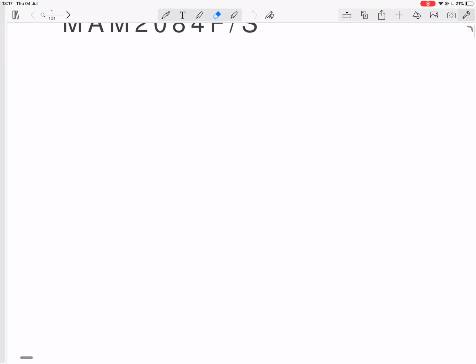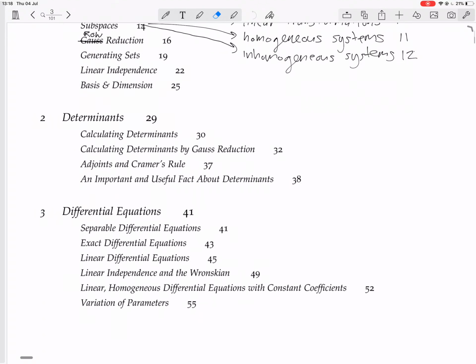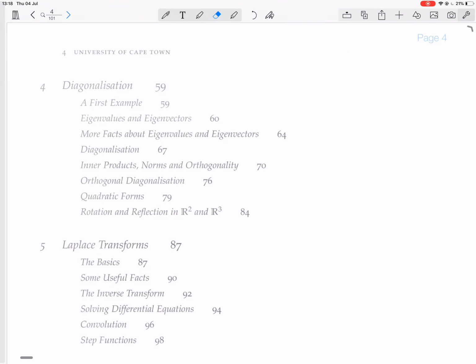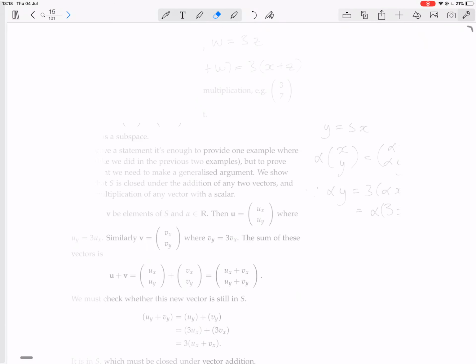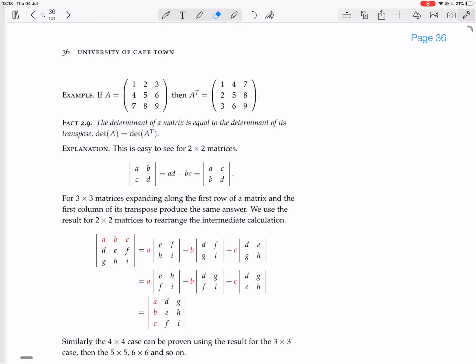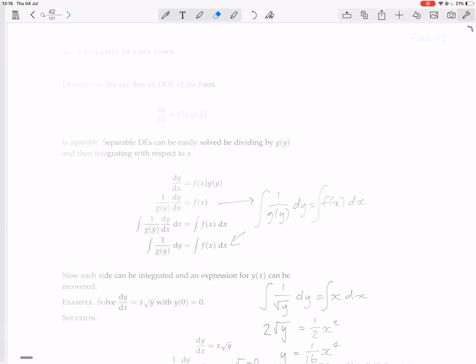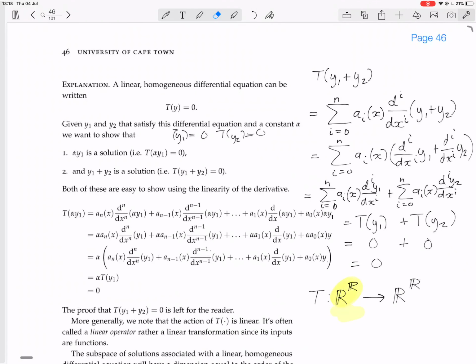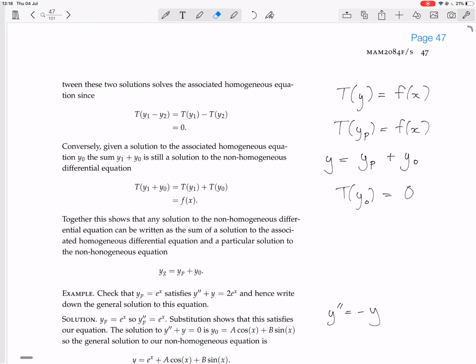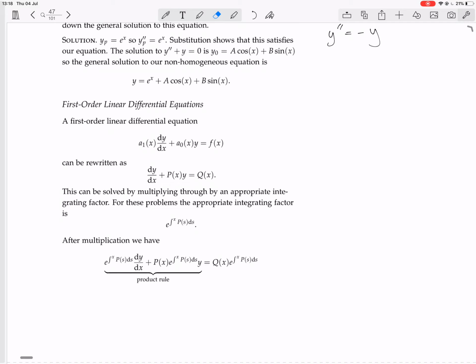Okay, so we're still dealing with differential equations, with linear differential equations. Okay, so where were we? We're just about to start first order linear differential equations.